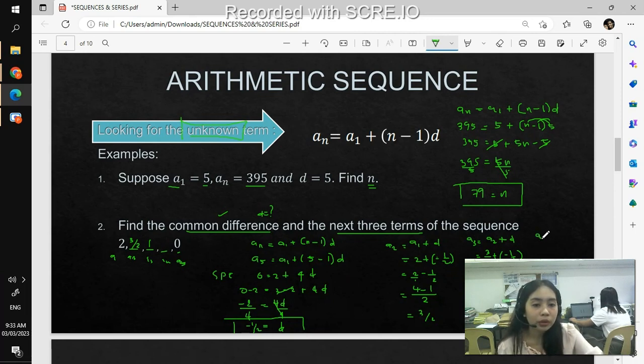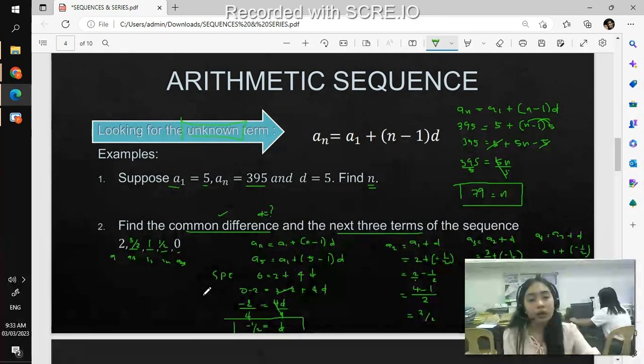Now we'll move to the fourth term. So a sub 4 can be found by adding a sub 3 and the common difference. We have here our a sub 3, that is positive 1, plus our common difference, negative 1 half. Now we have 1 minus 1 half. If you have 1 kilo and that is reduced by a half kilo, you will still be getting a half kilo. Therefore, the fourth term of the sequence is just 1 half. So there you have already completed the sequence. The first problem and the second problem are both solved.